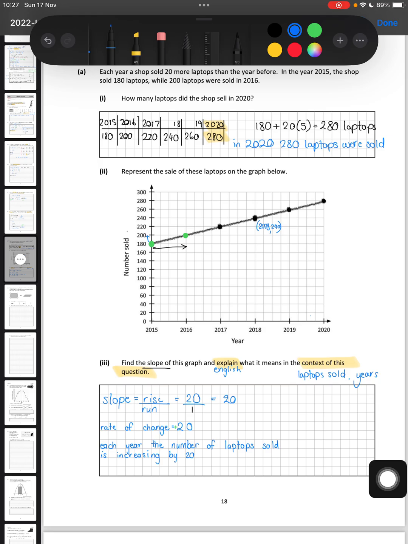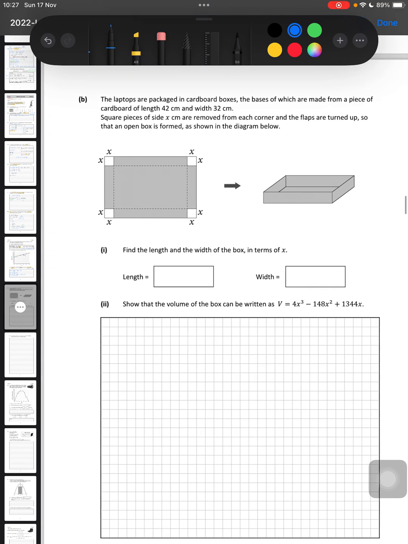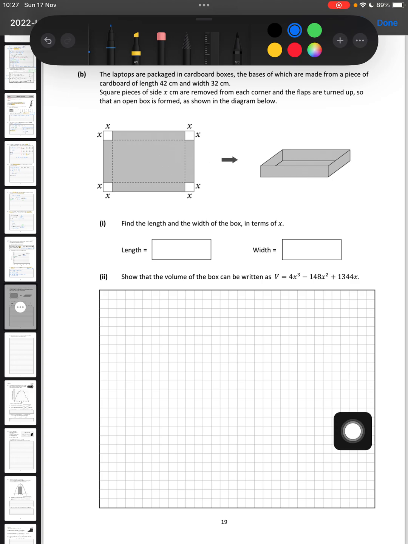Okay, then we are looking at an area question. Okay, area and volume. So question B says, laptops are packaged into cardboard boxes, the bases of which are made from a piece of cardboard, and it gives me a length. So the length is 42 and width is 32. Square pieces of side X are removed from these lengths.